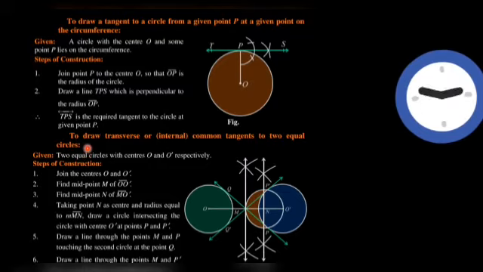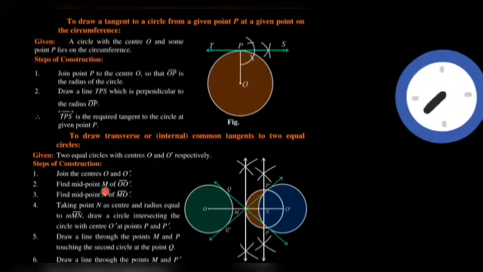Next we draw transverse or internal common tangents to two equal circles. I have two equal circles with centers O and O prime respectively. This is a circle with center O, this is another circle with center O prime. These two are equal circles, they have equal radii. First of all, join the centers O and O prime. Remember that these two circles do not touch each other; this is the distance between them.